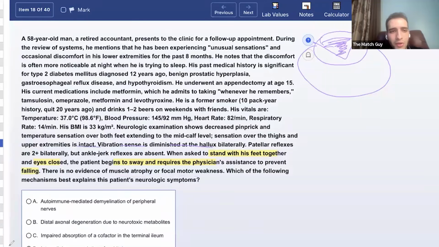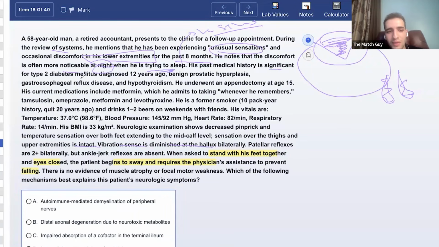This person is a 58-year-old retired accountant presenting to the clinic for an appointment. During the review of systems, he mentioned that he has been experiencing unusual sensation and occasional discomfort in his lower extremities. So I will draw this person, and I know it's the lower extremities. For the past 8 months, the discomfort is often more noticeable at night when he is trying to sleep. This can be restless leg syndrome, but I don't know for sure.